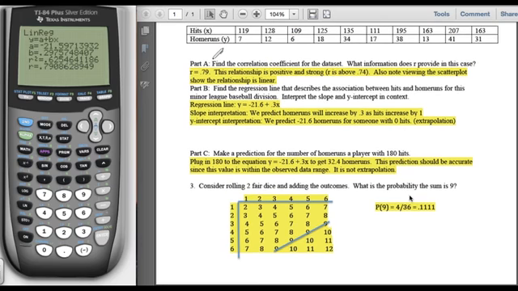Final question in this video. We've already seen a problem just like this in another video, but to go through it one more time, it is important for this next test. Consider rolling 2 fair dice and adding the outcomes. What is the probability the sum is 9?